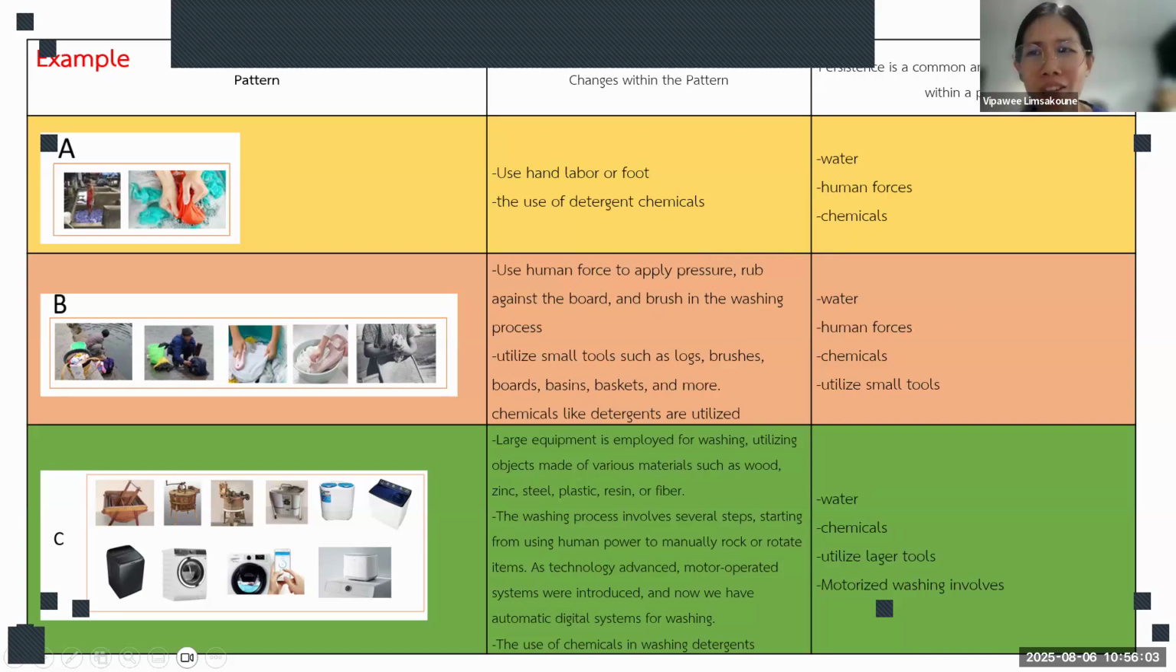How about the common or recurring characteristic? What are the common things that they all have? Yes, we need water. Yes, we still need to apply our force. They may use chemicals. They all use small tools.